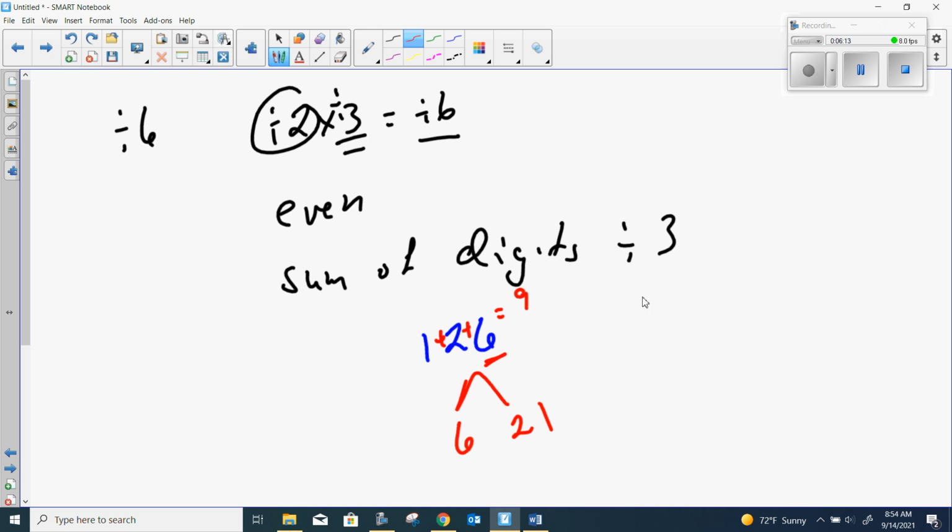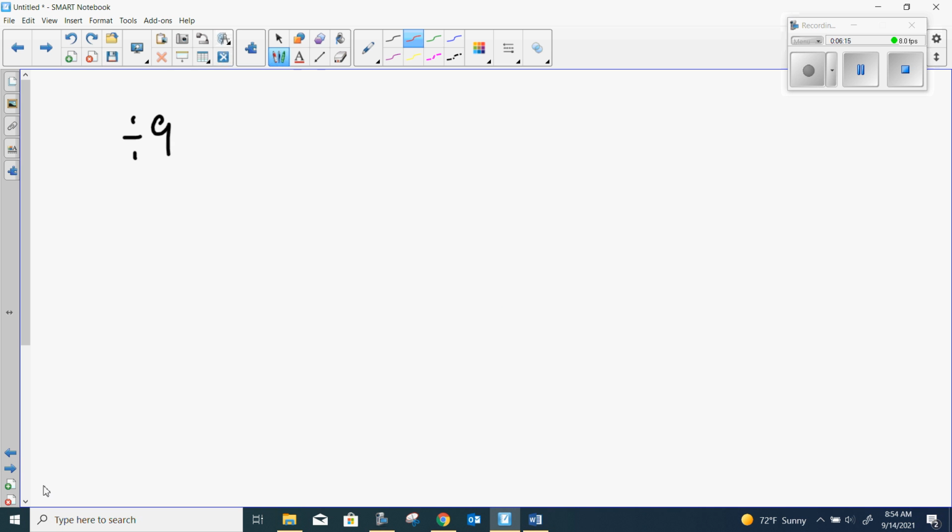And not only does it work here, it works in divisible by 9. Now, if we look at divisible by 9, let me back up just a sec, that's 3 times 3. 9 is 3 times 3. So if I divide by 3 and I divide by 3 again, I get a number that's divisible by 9. So what we're saying is the sum of the digits is divisible by 3, and it will be divisible by 3 again.